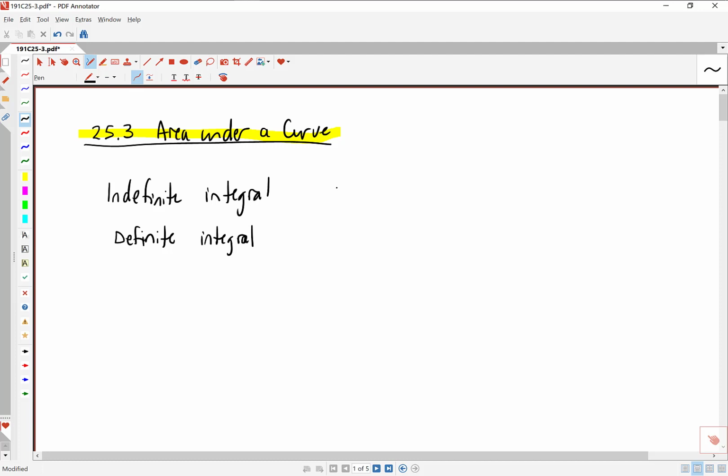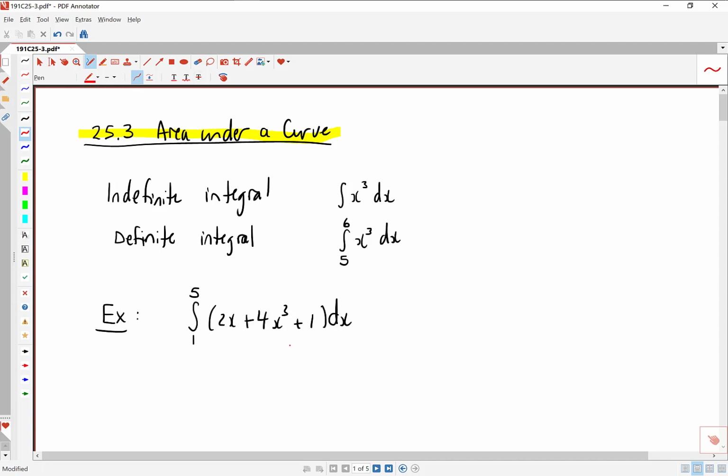An indefinite integral is the sort of integral that we were looking at in our last video, something like the integral of x cubed dx, for example. A definite integral is different because we actually put numbers on the integral. So you'll see something like the integral from 5 to 6 of x cubed dx. We're going to make sense of definite integrals in this video. We're going to see how to calculate them, and then we'll see how they help us calculate the area under a curve. Let's try a quick example to see how we go about calculating definite integrals.